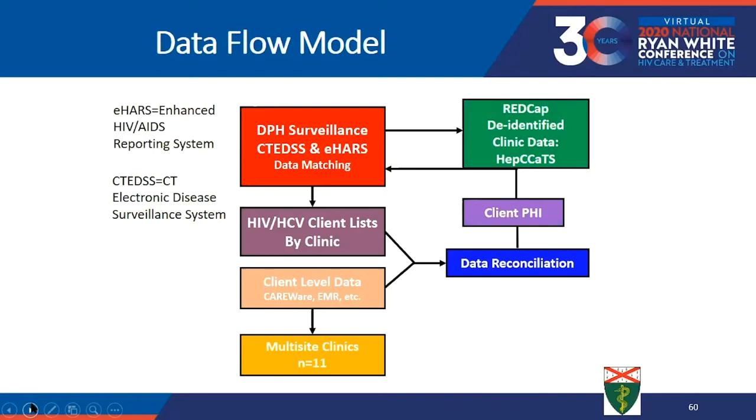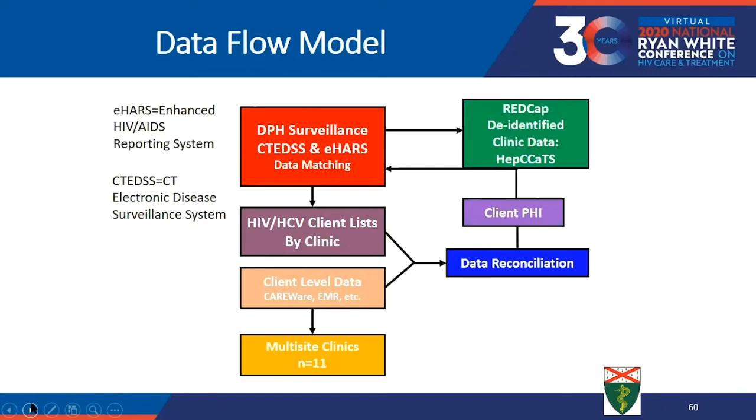These two data systems can be matched to create, in the purple, a client list by clinic of people who have HIV and hepatitis C infection. Then we have our multi-site clinics at the bottom, who have client-level data, which includes CAREWare data from their electronic records. These two kinds of lists can be reconciled. There is some protected health information. We then send that data back to surveillance and de-identify it. We analyze that data through a surveillance REDCap analytic database that we have here at Yale University, and we call that database the HEPCATS. Next slide.